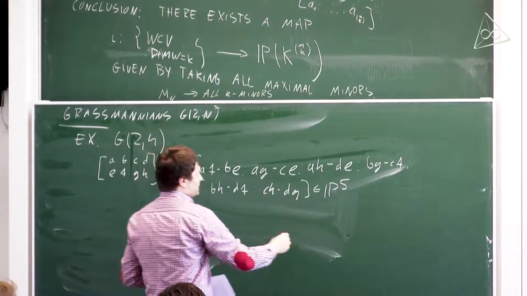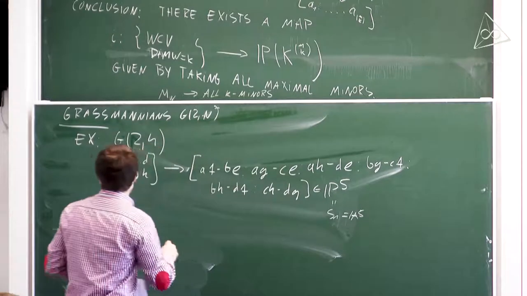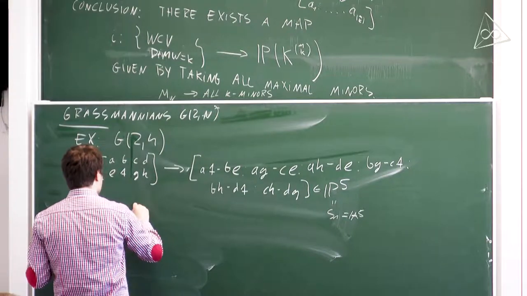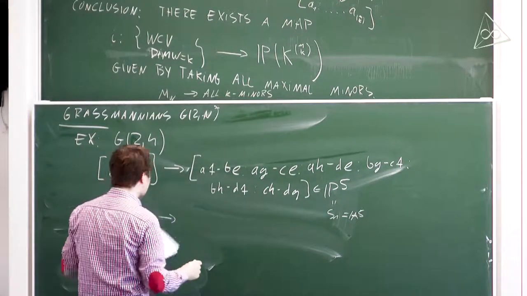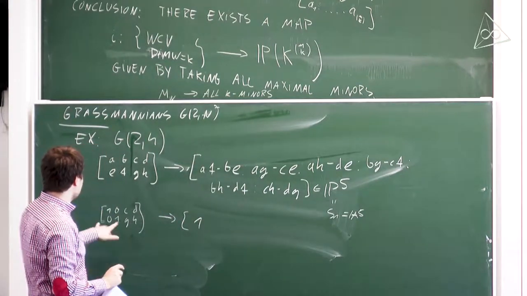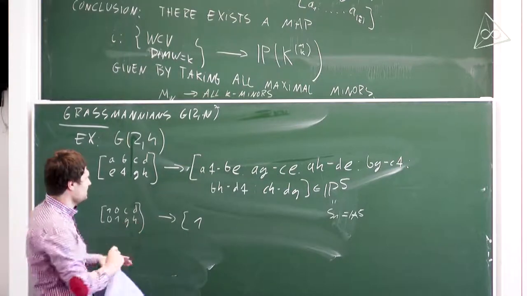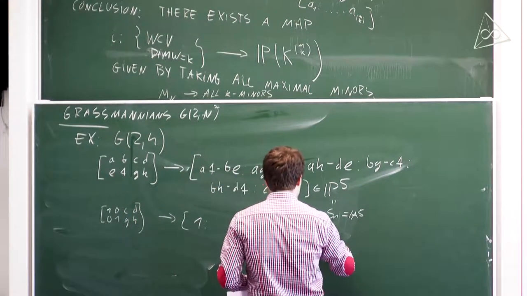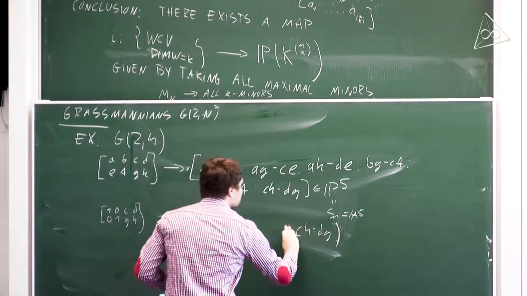Now, if I look at an S_1, which is an A^5, I look at the image of matrices (1, 0, g, h) and (0, 1, c, d). And what do I get? Well, you can substitute. It will start with 1, because this determinant is 1. Then I will get entries of this matrix, and at the end, the last entry will be just the 2x2 determinant, ch minus dg. Now I should write that this is a point in A^5.